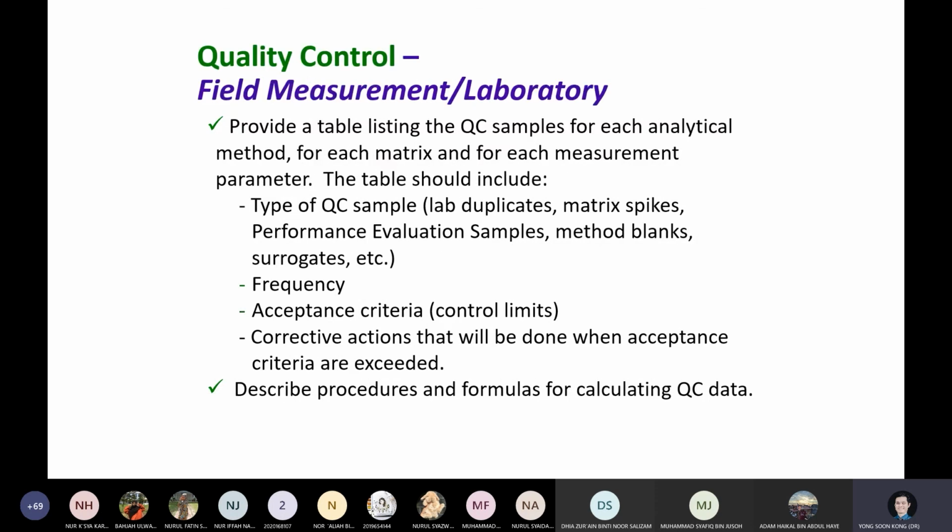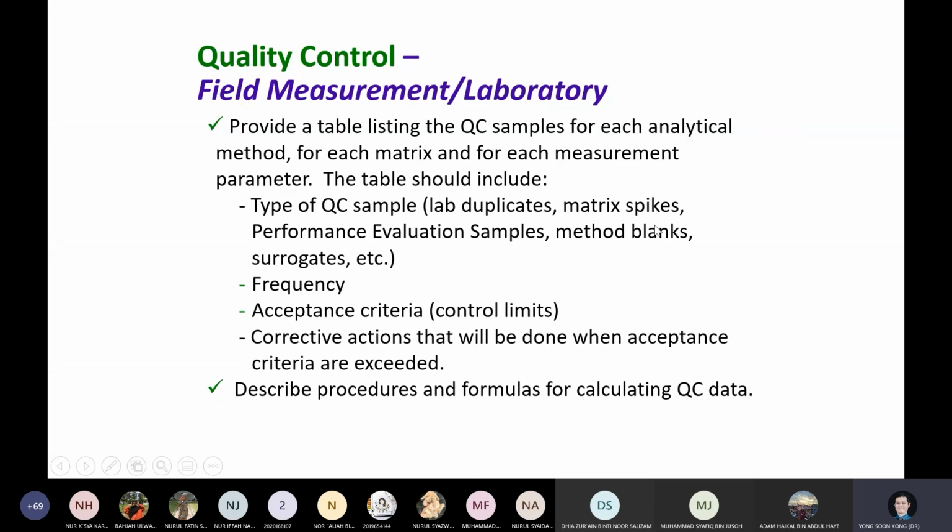Similarly, for field measurement or laboratory, this one is more about the analysis part. You can see some similarity, although not exactly the same, in the types of QC samples. You also have duplicates, but this time lab duplicates, matrix spikes, performance evaluation samples, method blanks, and surrogates. These mimic the QC samples for field sampling, but I included them here because after you sample, you always go and analyze. So these are applicable, and what is interesting is that they look similar.